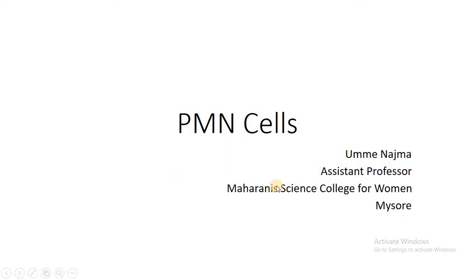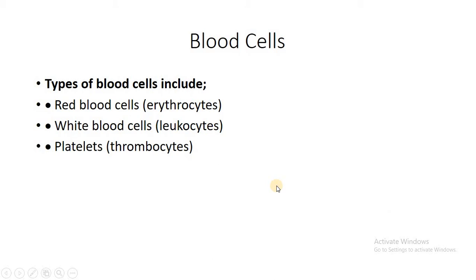PMN cells are one of the kinds of blood cells. As you know, there are three types of blood cells: red blood cells, which are also known as erythrocytes, white blood cells, which are also known as leukocytes, and the platelets. Platelet cells are also known as thrombocytes.